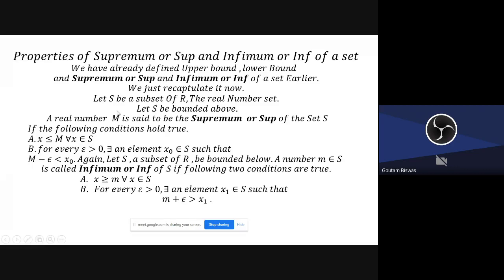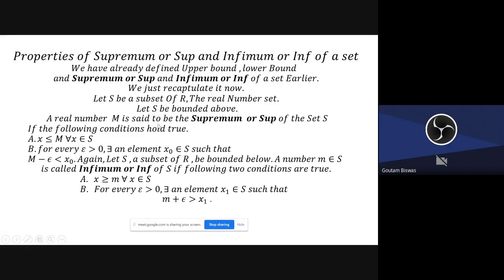So always we are working with this subset of a real number set. Let S be bounded above. Now, what is that meaning? A supremum is always concerned with the bounded above sets.